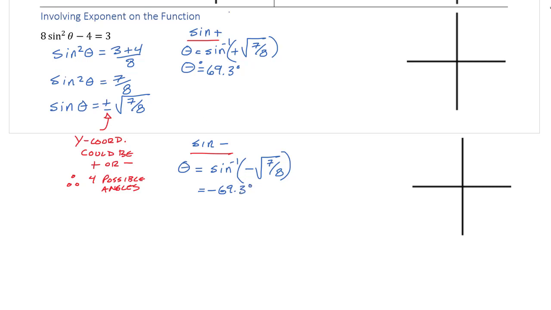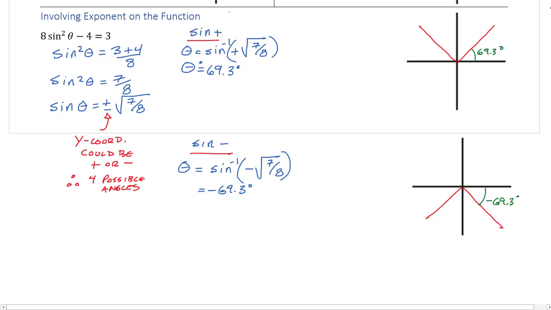Now, let's look at our diagram. Maybe I should have started with that also, right? Where is sine positive? When we're talking about where the y-coordinate is positive, the y-coordinate is positive up here and here. Oops, that's a pretty terrible line. All right, where's the y-coordinate negative? Down here and here. So I'm going to draw that first angle on. 69.3, yep, it matches right there. That's where that would be. Negative 69.3 from our starting position, yep, that's exactly where it would be.